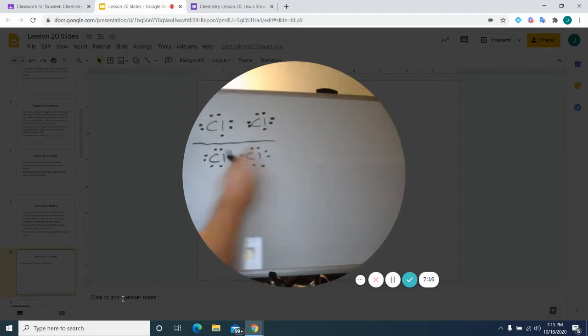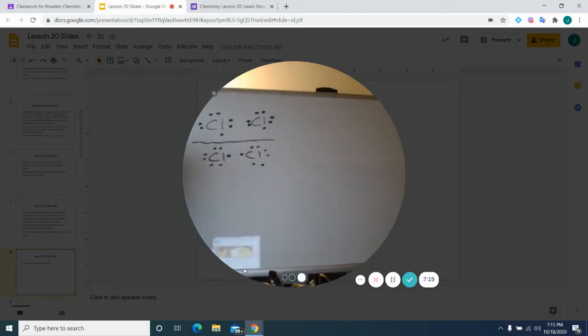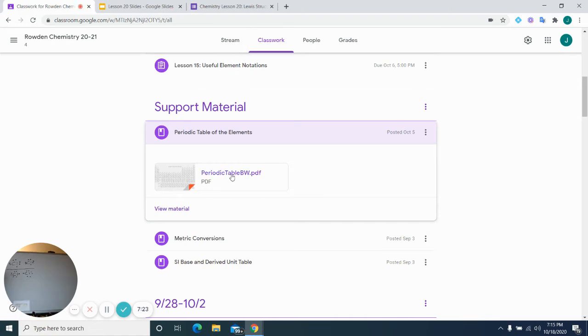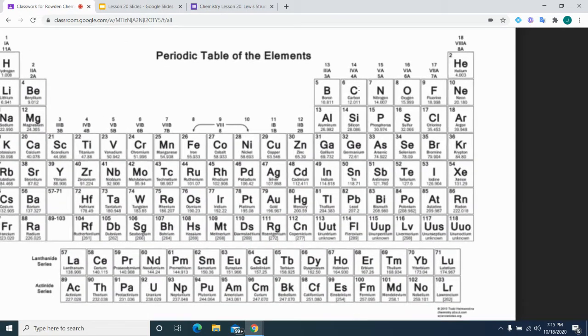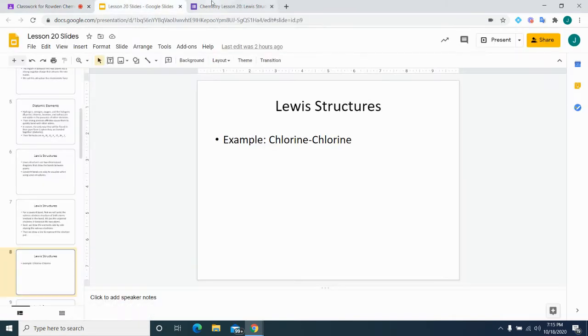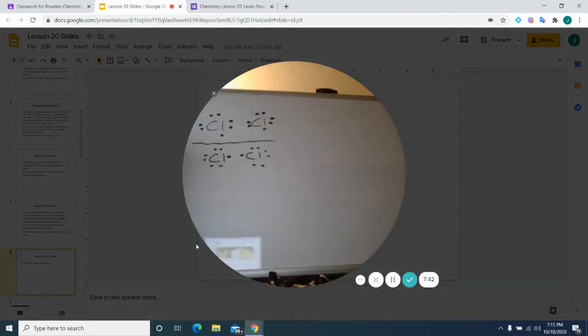Also, I should refresh something for you. How do I know to draw 7 dots on chlorine? I'm coming up with that by looking at the periodic table right here. Chlorine is right here, and it's in 7A, which has 7 valence electrons. All right, so let's continue this. I have my 7 valence electrons, and then I'm going to finish it off.